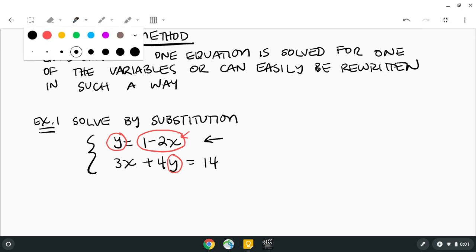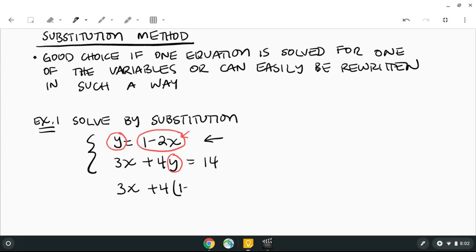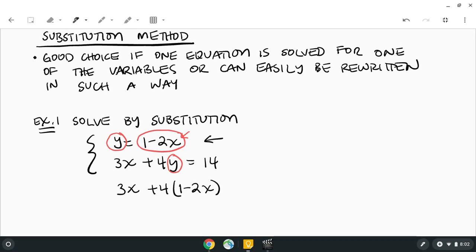So 3x plus 4, and right here, I'm going to substitute 1 minus 2x. And what happens is now you end up with an equation with just one variable, and we all know how to solve this equation here.